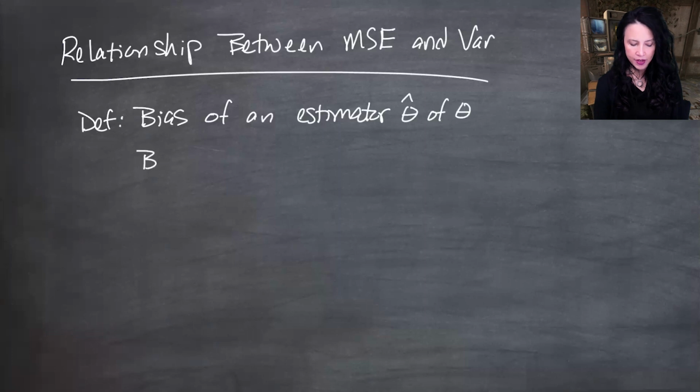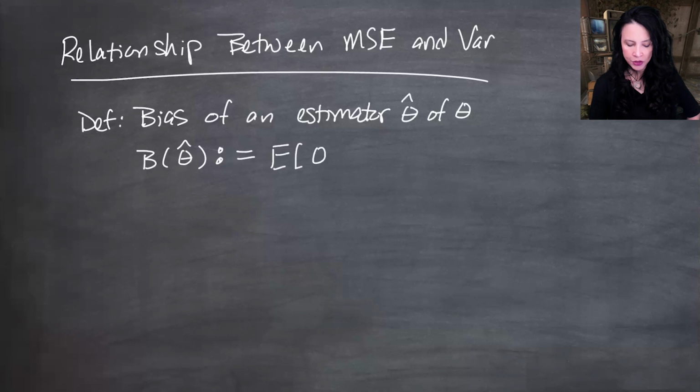I'm going to write like a capital B. I don't know, for some reason I switched to parentheses. Square brackets are fine. But this is defined, let me get a colon in there. This is defined to be the expected value of your estimator minus the thing you're trying to estimate.